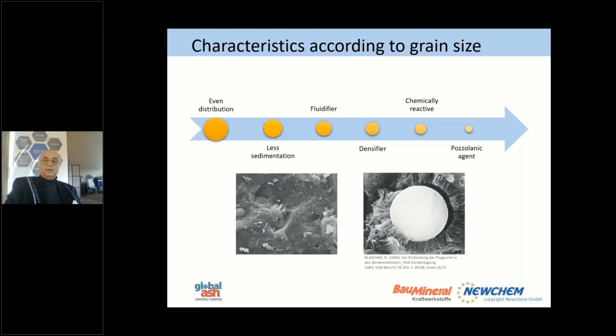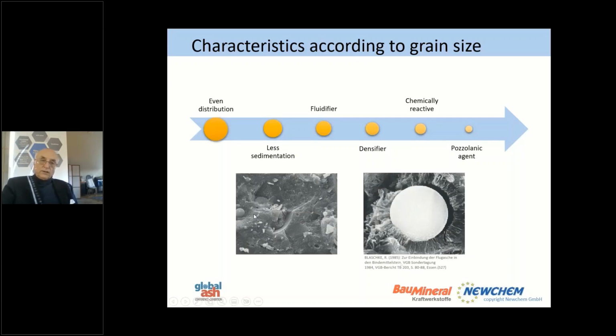Now the fly ash is doing different things. It evens the distribution, it gives less sedimentation in the concrete, it fluidifies because it has a ball-bearing effect on the mix. Therefore, you can use less water to get the same consistency of the concrete, and we can densify the concrete by this. It is chemically reactive and it has a pozzolanic activity.